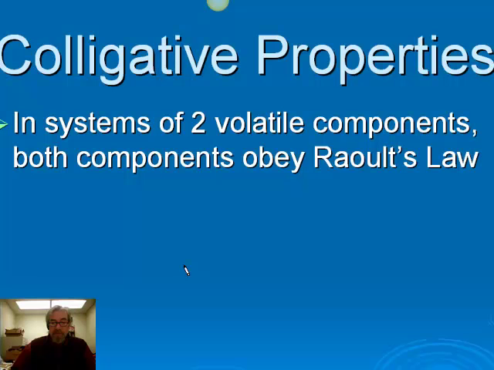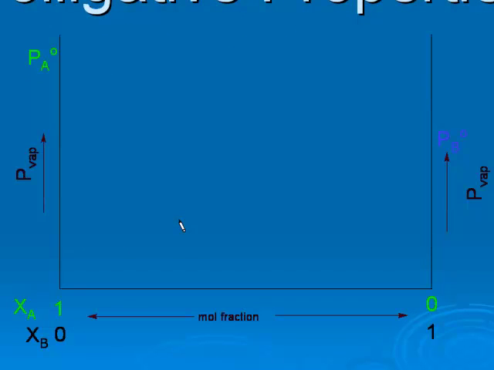But you can occasionally dissolve a volatile solute in a volatile solvent. In that case, you have systems where both of them obey Raoult's law together. So this is a graph that allows us to see the effect of both of these things following Raoult's law. On the left axis, I've got vapor pressure for A. On the y-axis, I'm plotting the vapor pressure of B. And along the bottom, I've got mole fraction.